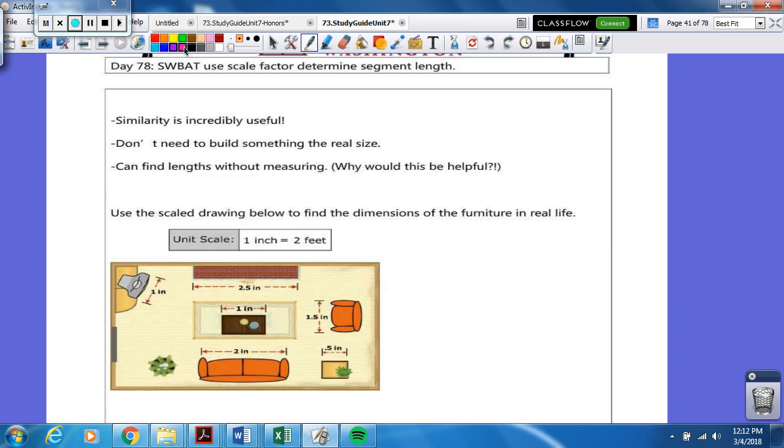Alright, what are we going to do today? We're going to use scale factor to determine segment length. One of the things you need to know is that similarity is incredibly useful. So why are you learning this?